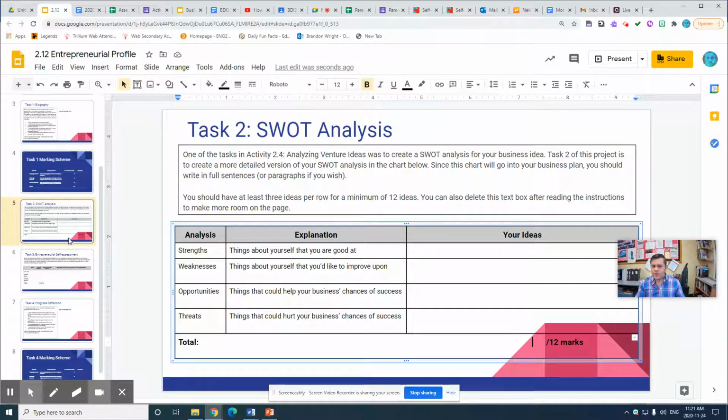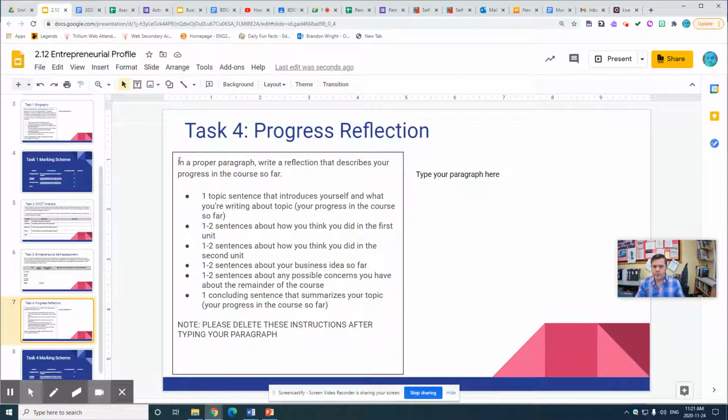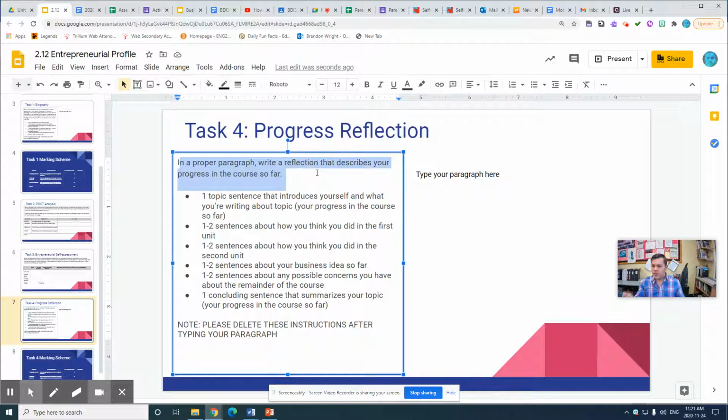Now I'm going to skip task 3 because that requires a little more explanation. Let's go to task 4. This is writing another paragraph, but it's about your progress in the course so far. So 1 topic sentence that introduces yourself and what you're writing about. 1 or 2 sentences to tell me how you think you did in the first unit.